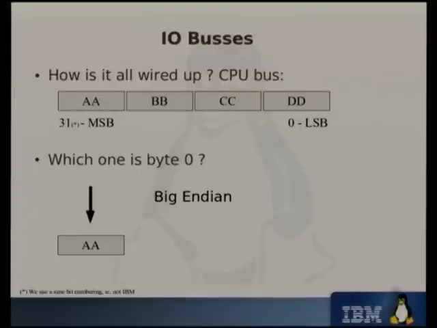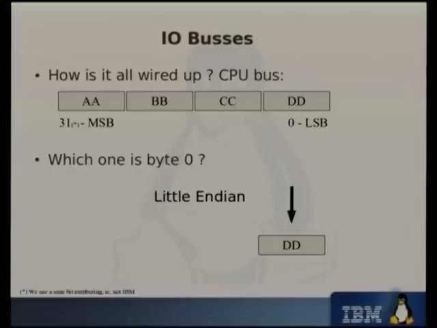Now, how it's actually wired under the hood. This is your CPU bus up there. It's 32-bit wide, most significant bytes on the left. What that means is if you're going to write a 32-bit value onto the device, it will appear with the most significant byte on the left, the least significant byte on the right.